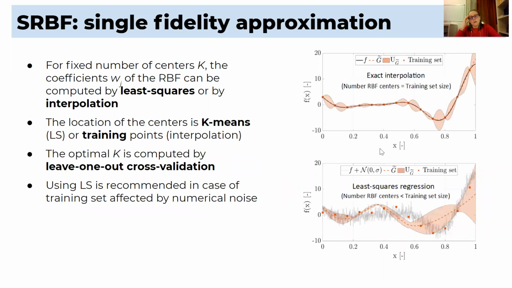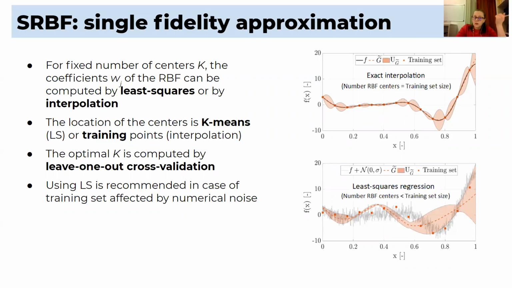What I've just explained is one possibility. So how do we choose the RBF centers? We can either choose them to be exactly at the training points, or we can do something else. For a fixed number of centers, capital K, we can follow two approaches: the coefficients w_j are computed either by least squares or by interpolation. The interpolation follows if we choose the centers to be exactly the training points. Then the corresponding coefficients are computed by exact interpolation.